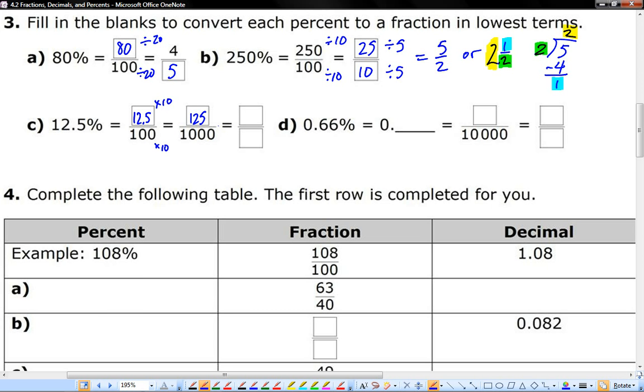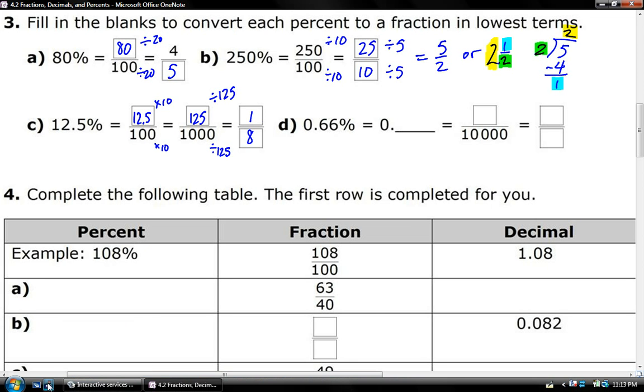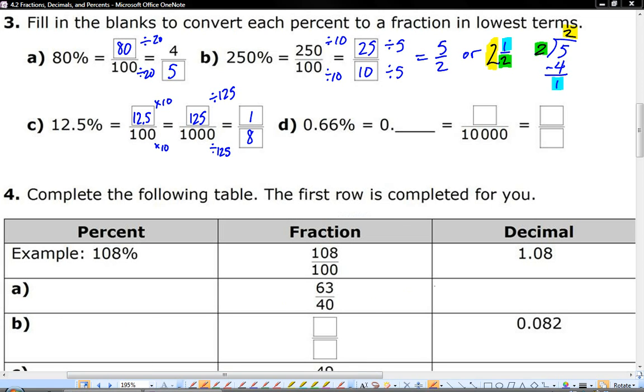From here we have to do reducing, and whether you need to do this in several steps or if you can recognize that 125 goes into both of these parts, then that's fine. So that will give you 1 over 8. Now, like I said, you can do that reducing in a few steps.